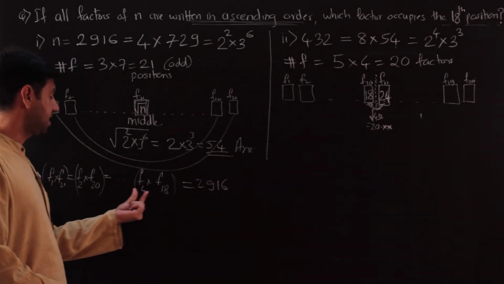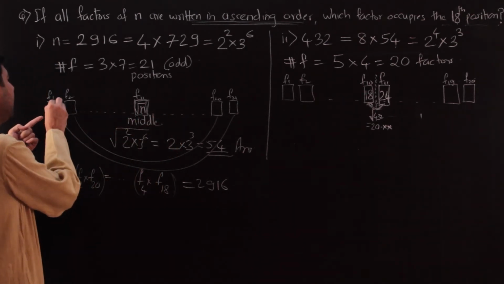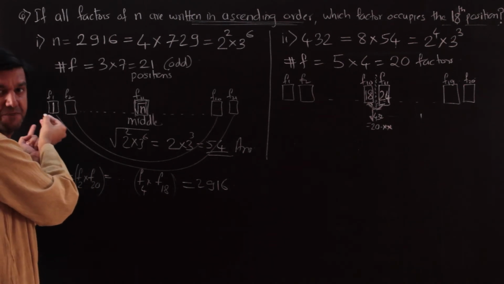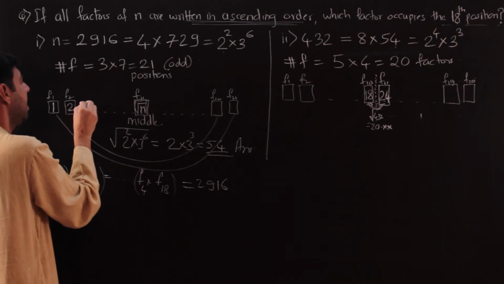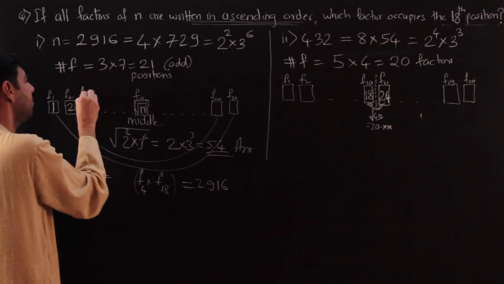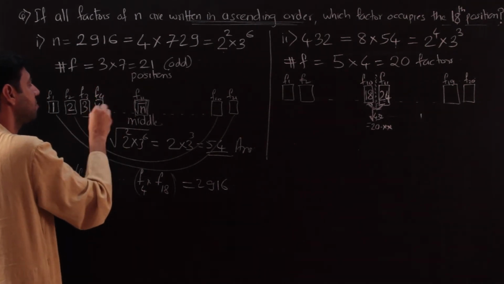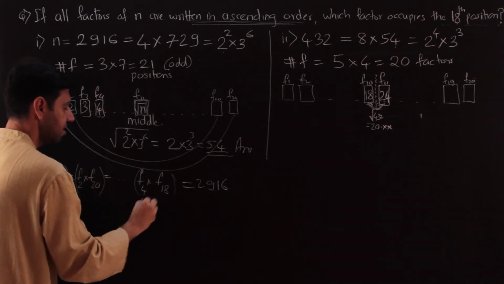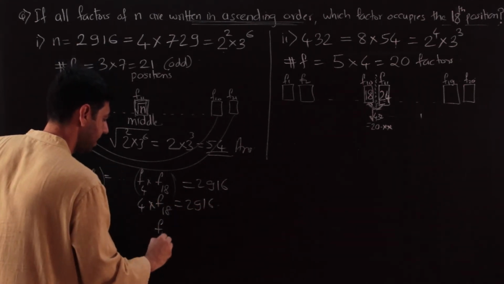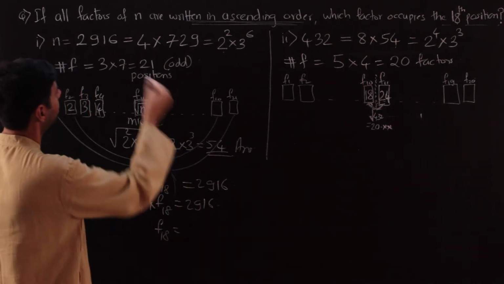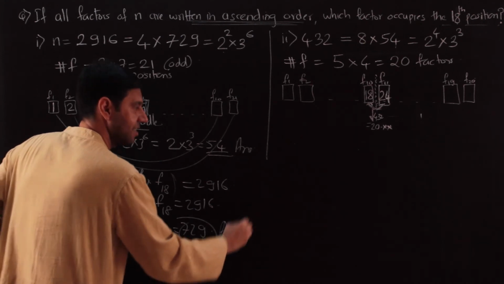I want 18th position, but finding the first few factors is very easy. Will 1 be a factor? Yes, the first position will always be occupied by 1. Does 2 divide this? Yes. Does 3 divide this? The third position? Yes. Does 4 divide it? Yes. The factor in the 4th position is 4. So you know this is a 4. Factor in the 18th position is what I want. So factor in the 18th position will be 2916 divided by 4. We had divided by 4. 729 is my answer, right?